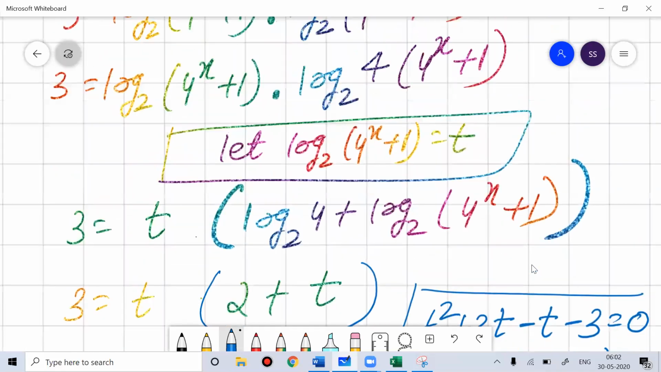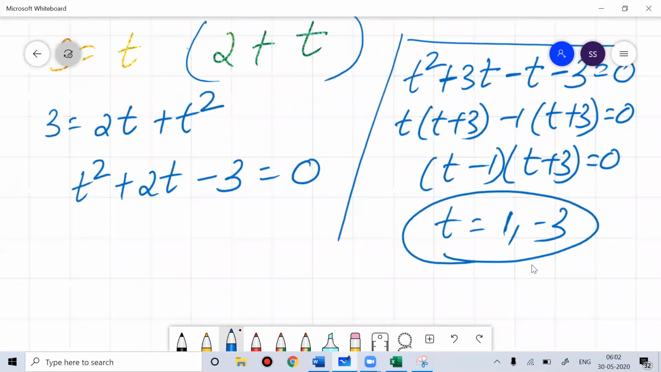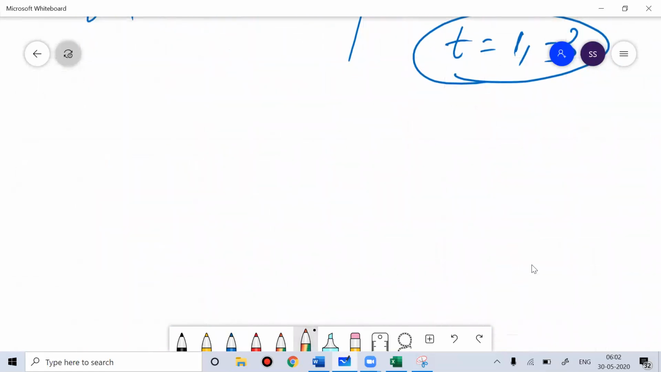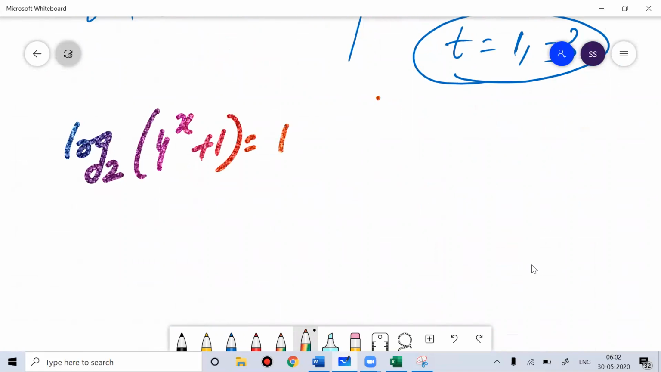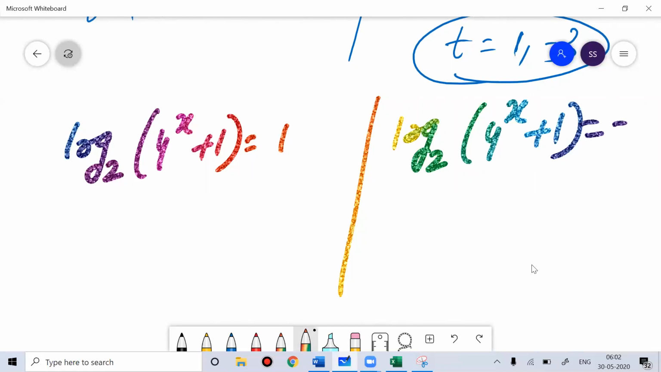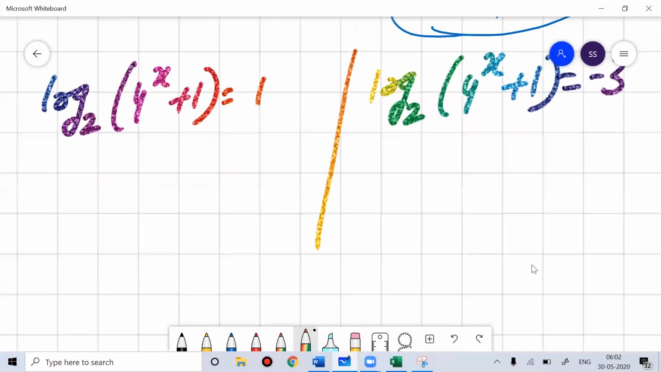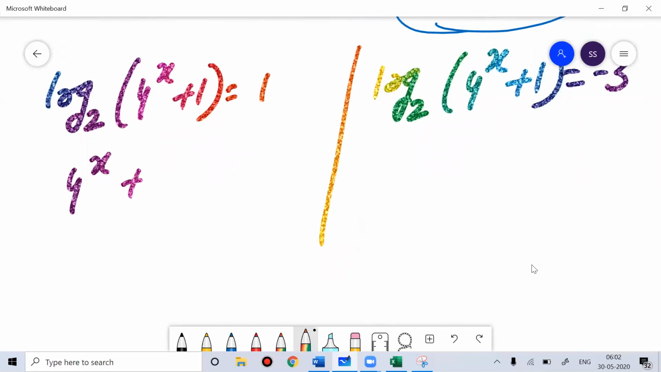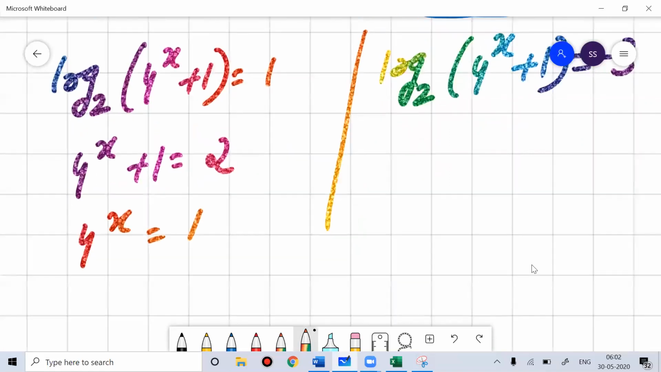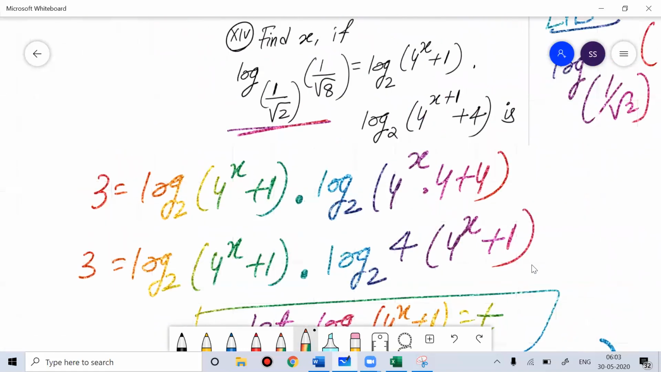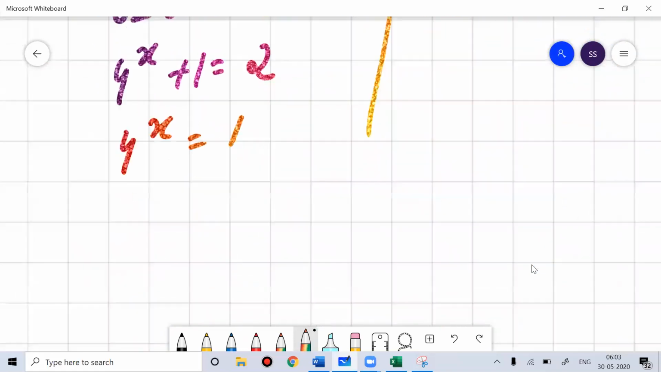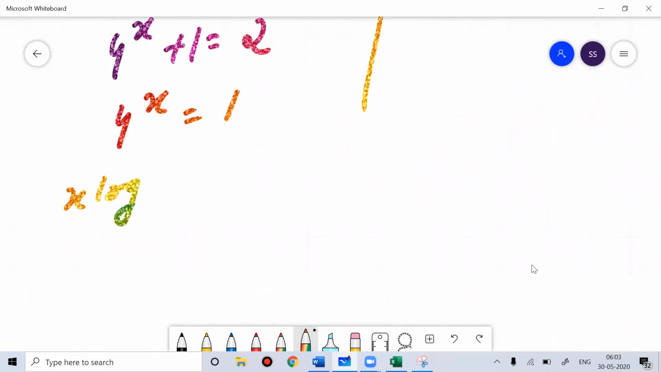What is t? t is log base 2 of 4 to the power x plus 1. The value of t, log of base 2 of 4 to the power x plus 1, is equal to 1. And log of base 2 of 4 to the power x plus 1 is equal to minus 3. This is 4 to the power x plus 1 is equal to 2. 4 to the power x is equal to what value? Find x. What is the value of x? So I can write x log 4 is equal to log 1. Log 1 is 0.